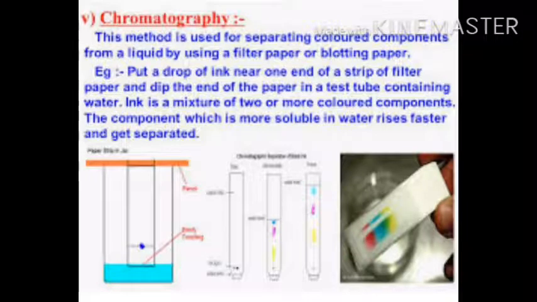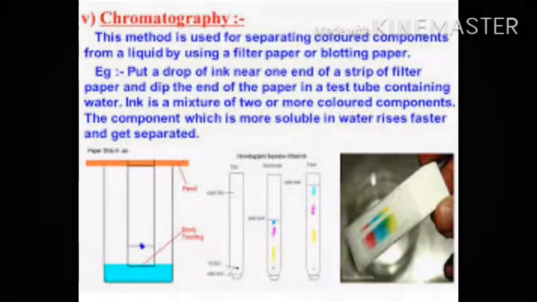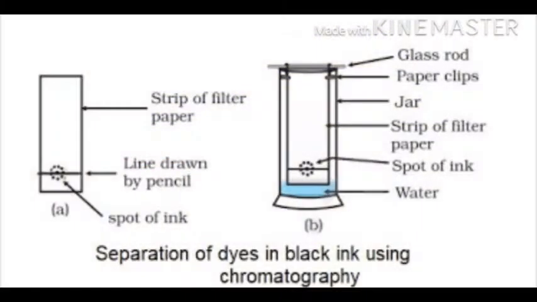the substance which is more soluble in the solvent moves faster and thus gets separated from the other substances in the mixture, which move more slowly. Thus, separation and identification of different components of a mixture by paper chromatography is based upon their solubility in the same solvent. Let us discuss the separation of dyes in black ink using chromatography.